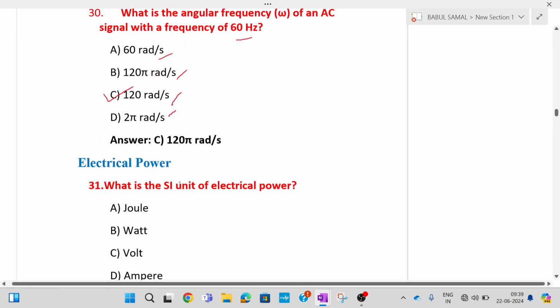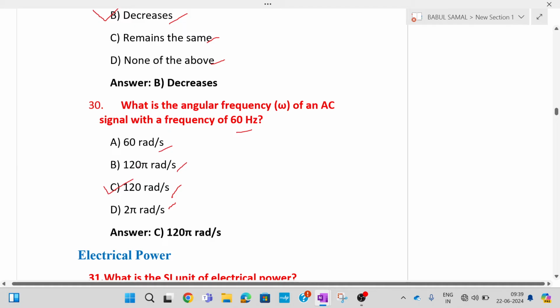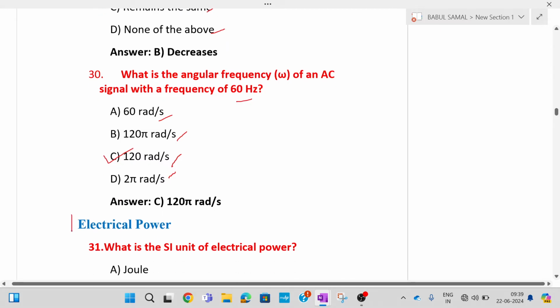Next question. So the second section we have discussed. Total 30 questions till now we have discussed, which will be very important for your OSSC ATO exam. Now coming to another section, which is electrical power.